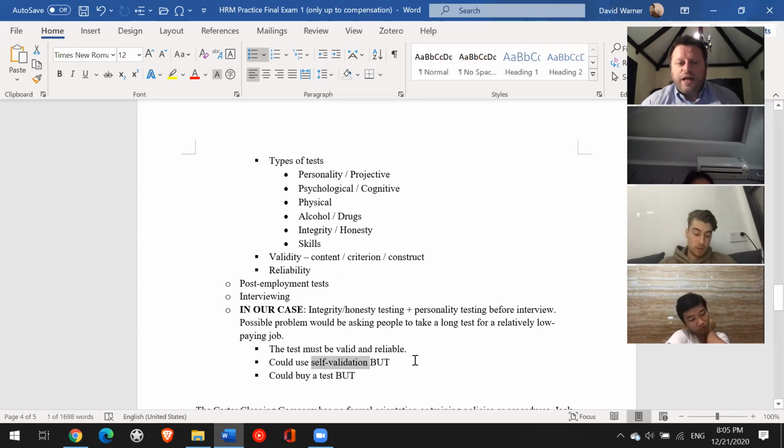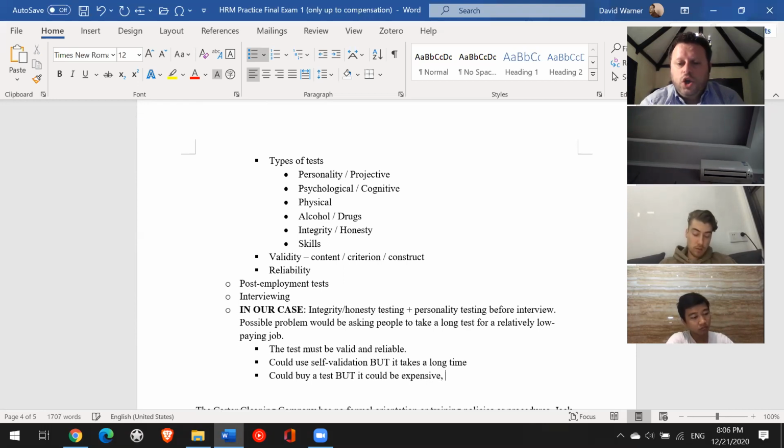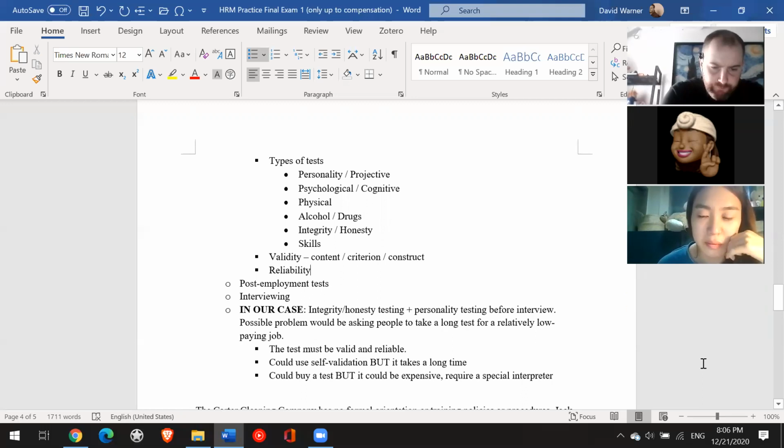So the problem with self-validation is it takes a long time. You have to give the test to people, then wait and see how they really did at work. Now, you could buy a test, but it could be expensive or require a special interpreter for the results. Not all tests can just be given by you or I. Some tests, like the Rorschach test, that test of pictures and ink blots, somebody has to be trained to give that test.